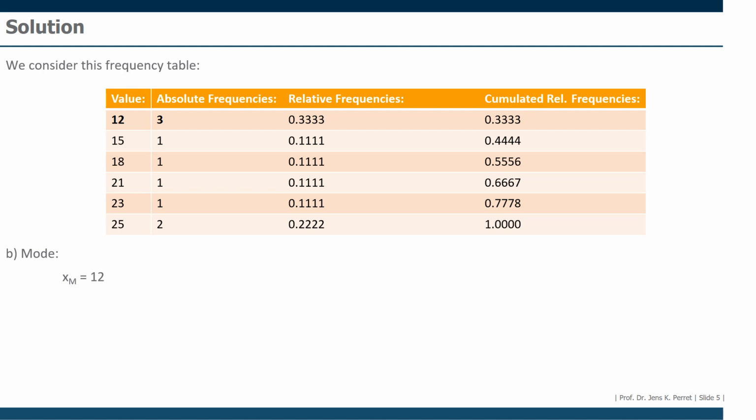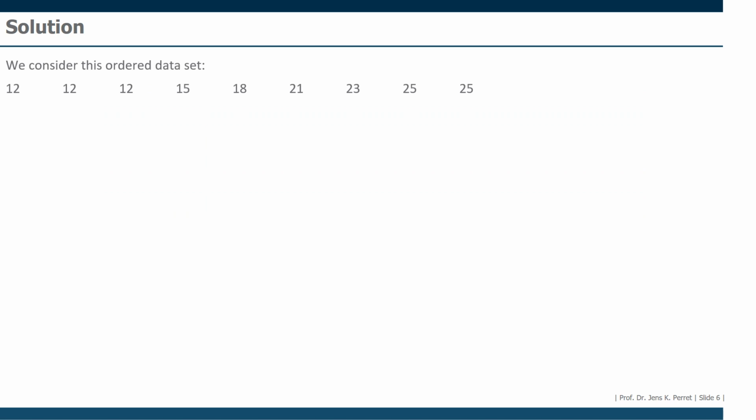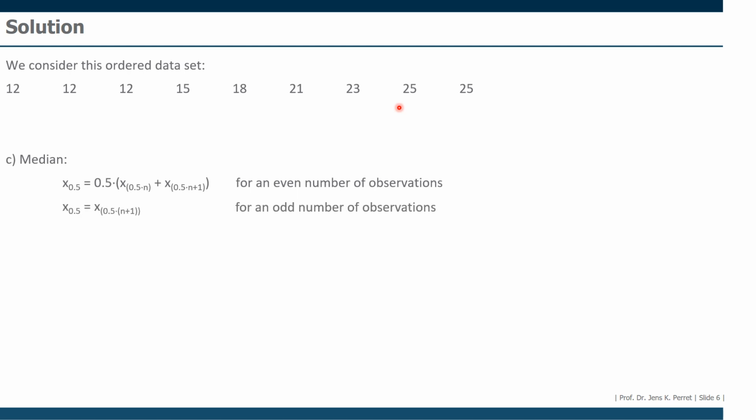So let's continue with the median. For the median, we're going to use the ordered data set. We're not going to use the frequency table. The frequency table you would usually use if you work with classified data and you want to calculate the median or the arithmetic mean. Here we're going to do this first with the ordered data set. For the median, you always have to decide first which of the 2 formulas you are going to use. This depends on whether you have an even or an odd number of observations. Here we have 9 observations, so an odd number of observations, meaning we're going to take the second of the 2 formulas.